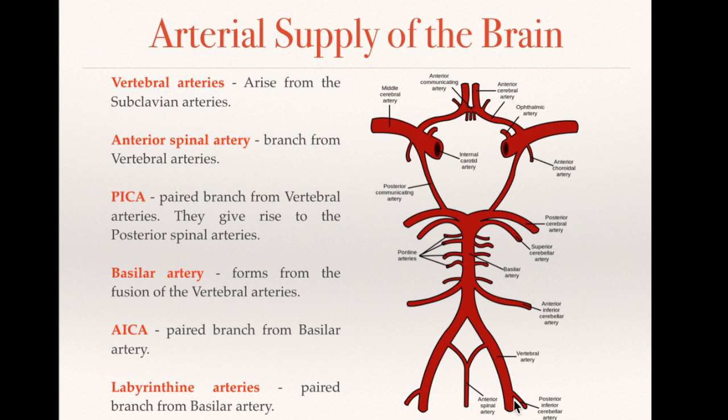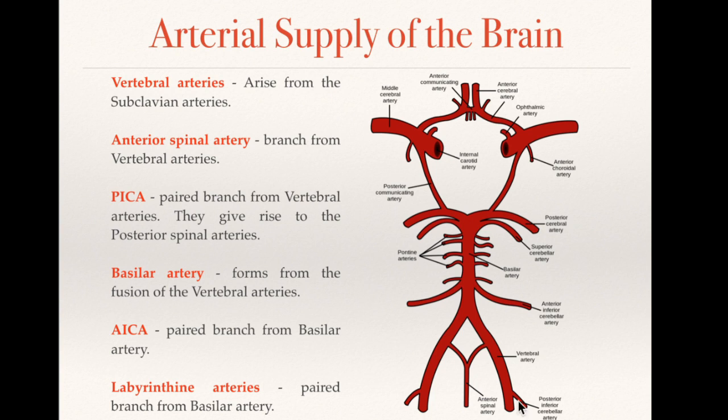The first branch that we'll talk about is called the posterior inferior cerebellar artery, also known as PICA. PICA is the first branch, and this is a paired branch coming from the vertebral artery. It's not shown in this diagram, but they also give rise to the posterior spinal arteries.